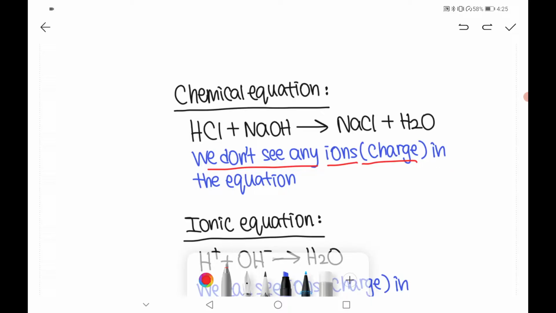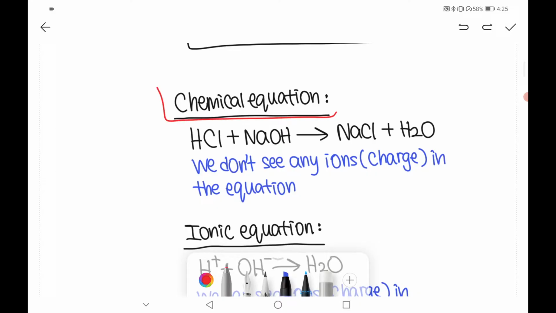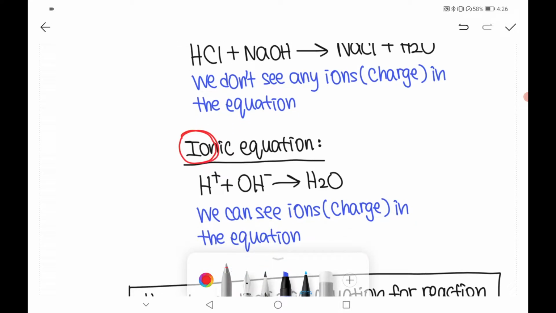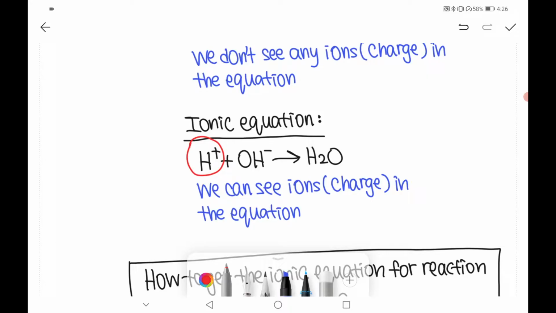When you don't see any charge in the equation, this is a chemical equation. What about ionic equation? Ionic equation must show us ion. Ion means charge. Can you see the charge? Yes. So when you see ion in the equation, then it is ionic equation. So in ionic equation, you must be able to see the charge. Some people will say, sir, this one has charge, this one has charge, this one doesn't have charge.